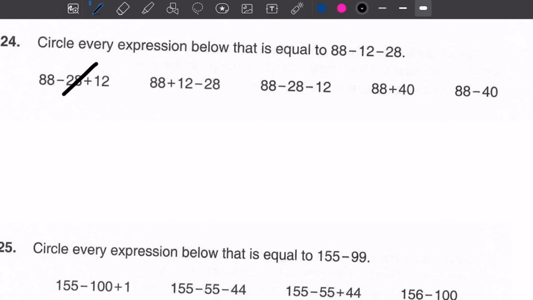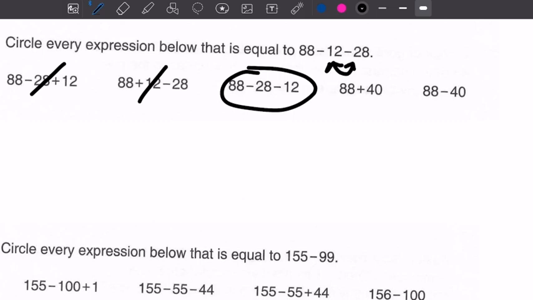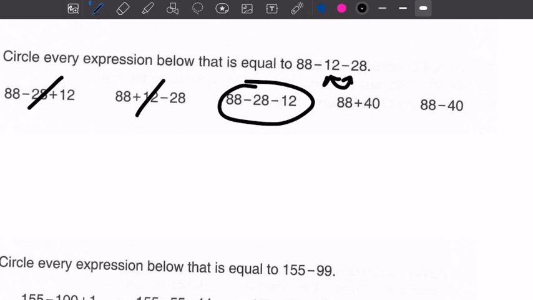Now, 88 minus 28 minus 12. We just switched these two. The sign, negative, negative, is the same. So this is correct. But we can circle other expressions that are correct too. Now, if we do minus 12 minus 28 first, that would be 88 minus 40.